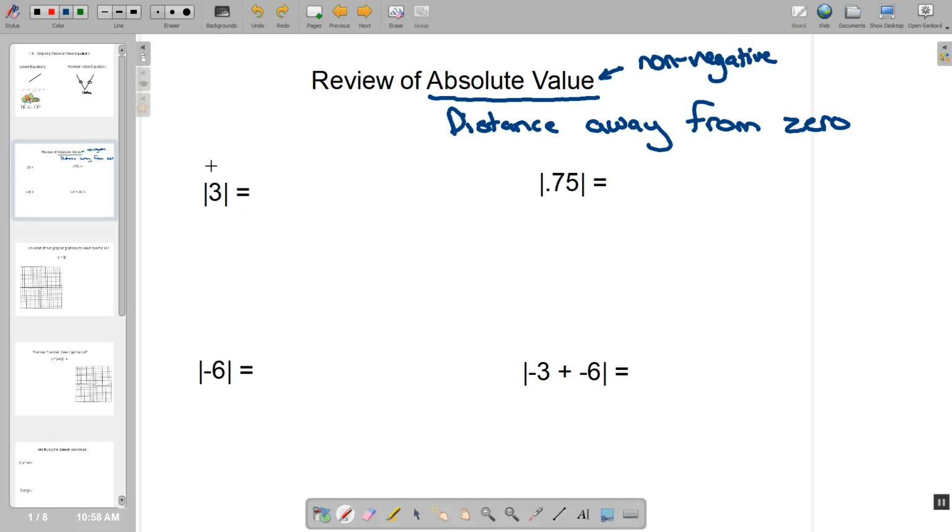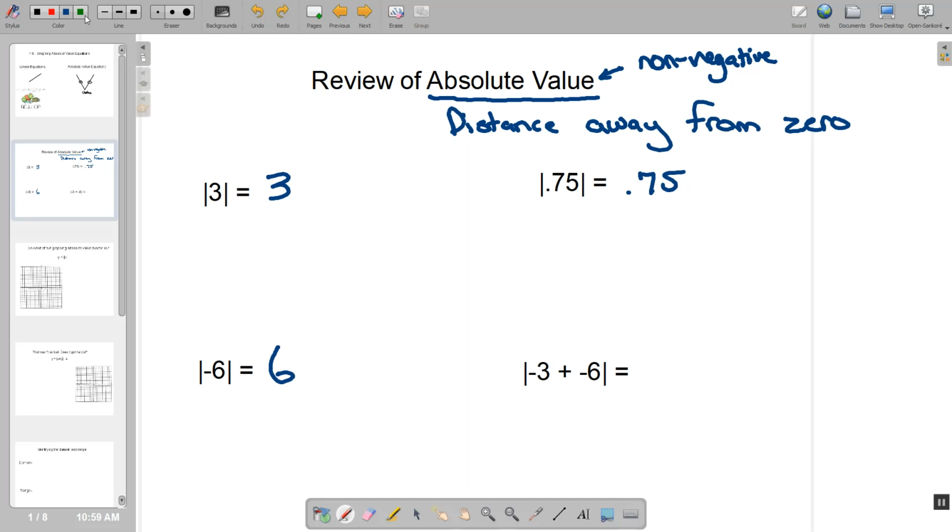So the absolute value of 3 is 3 units away from 0, so it's 3. The absolute value of negative 6 is still 6 units away, which makes it a positive 6. Absolute values of decimals are still decimals. Absolute values of fractions are still fractions.